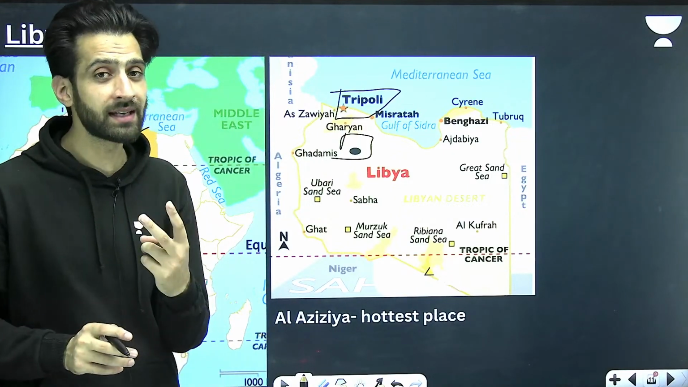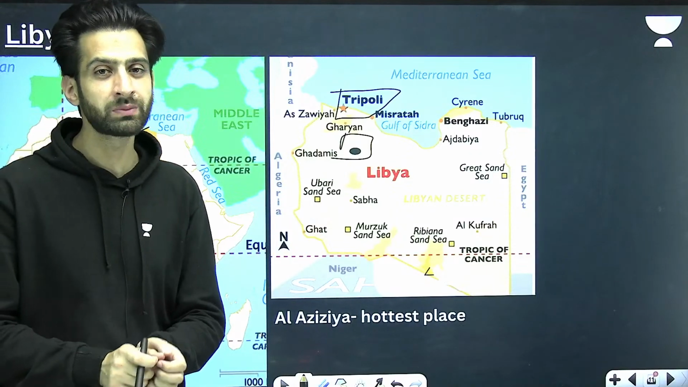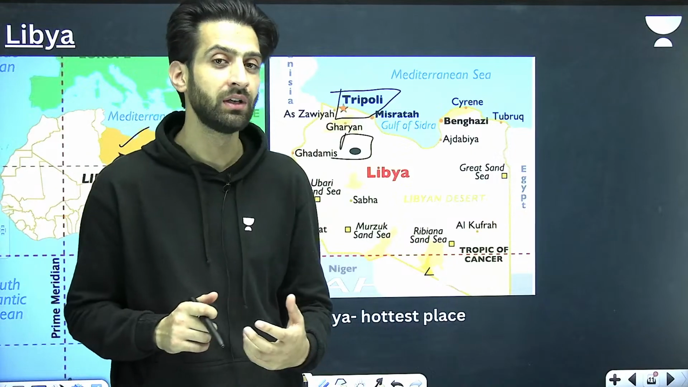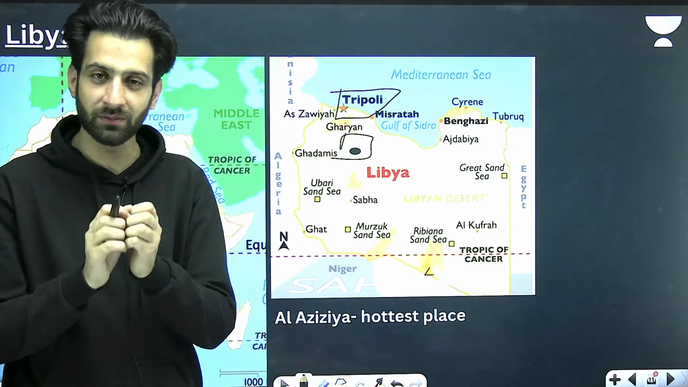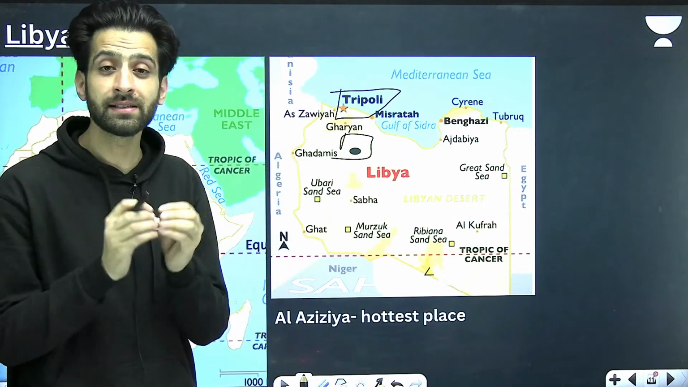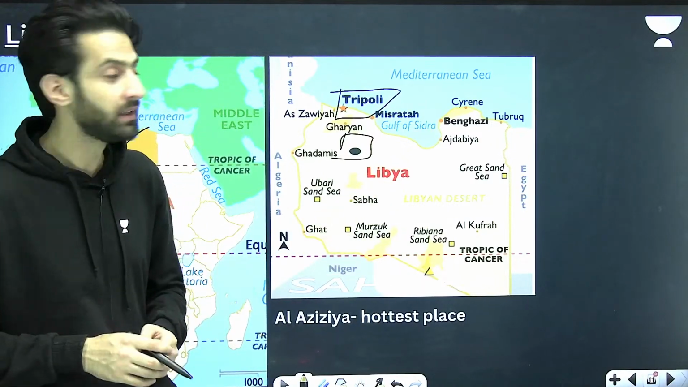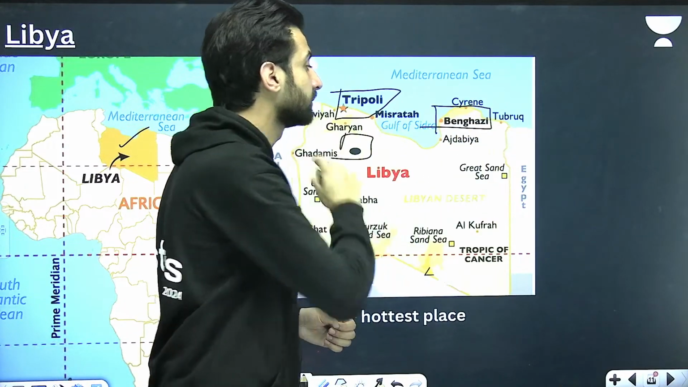So two important things that you need to know about are the capital, Tripoli. Don't get confused between the capitals, because there can easily be a question asking you to match the capital and the country, and you should be able to match these things very easily. In Libya the capital is Tripoli, and Al Azizia is a place in Libya that is considered as the hottest place. And there is a very important port, Benghazi.